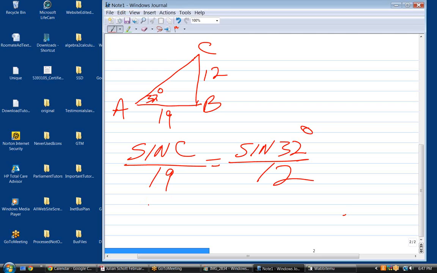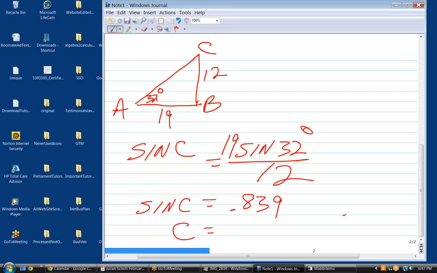And then you do 19 times the sine of 32 divided by 12. Okay. Equals sine of C. What's that number? For that you get 0.839 or 0.84. Okay, next up. Then you take the inverse sine of it. Okay, what do you get? I got 57.03. Okay, 57 degrees. What's the next step?